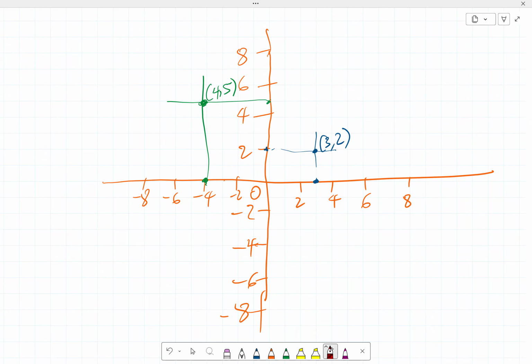Another one is (-2, -3). So move 2 steps to the left, this is -2. Then move 3 steps down, that's -3 here. So you have (-2, -3). Lastly, you have (6, -1). So you move 6 steps to the right, that is 6 here. Then 1 step downwards, that's -1 here. So if you bring this and this, this is (6, -1). That is how to plot points like that.